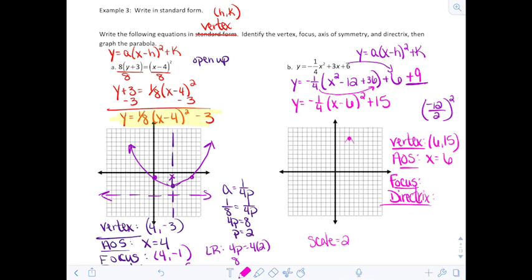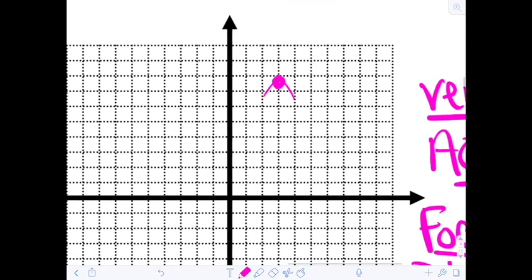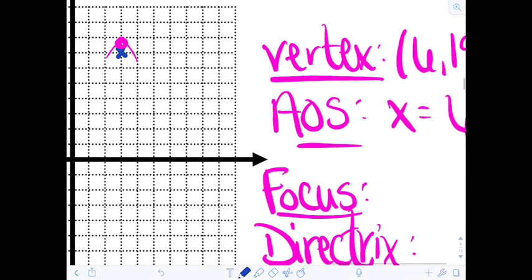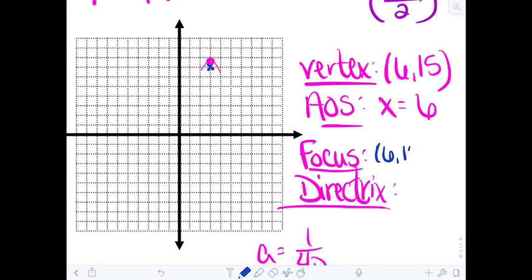Now to find the focus and the directrix. I know that a is equal to 1 over 4p. Well, I need my distance p, so I'm going to take negative 1/4, or just 1/4, and set that equal to 1 over 4p. And as you can see, p is going to equal 1, which means that my focus point is going to be 1 unit down, and since those are both 2, my focus is now going to be 6, 14. My directrix will be 1 above that vertex, and that will be y equals 16.